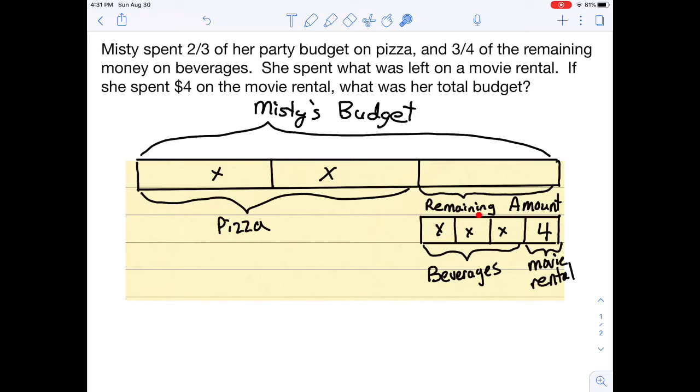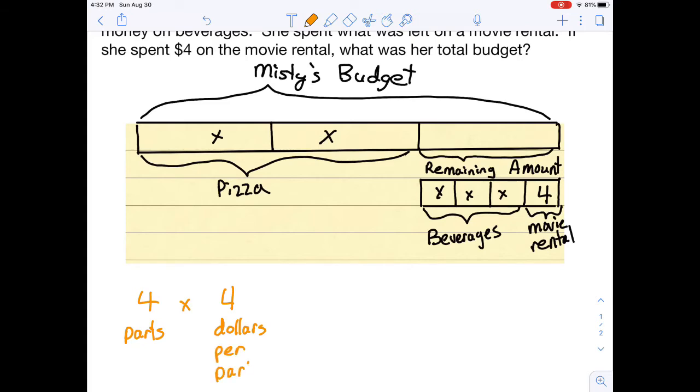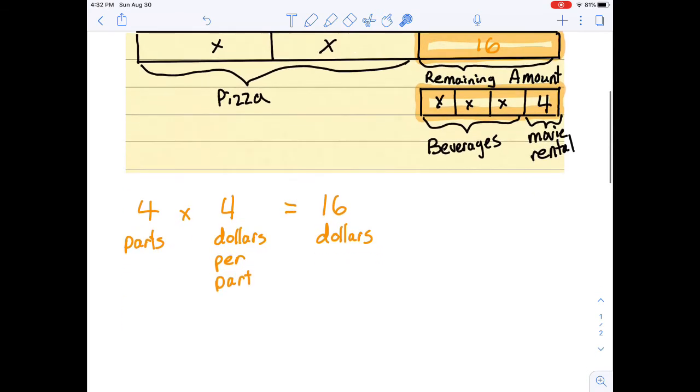When I look at the remaining amount, I can see that I have 4 equal parts, each one worth $4, and so I can calculate the total amount that was remaining. So we know that this remaining amount represents $16. Then, to get to Misty's total budget, we have 3 equal parts, each worth $16.